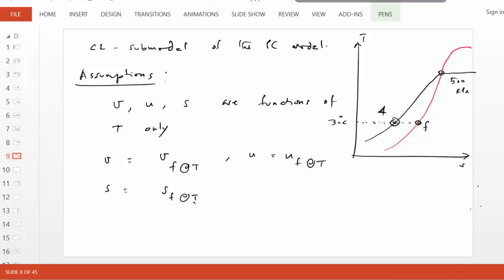If you know the temperature, it becomes so easy. So therefore, from V, U, and S, if you know that, finding enthalpy becomes very easy because from the basic definition, it is U plus PV. U is a function of temperature alone. V is also a function of temperature alone. So enthalpy can be found.